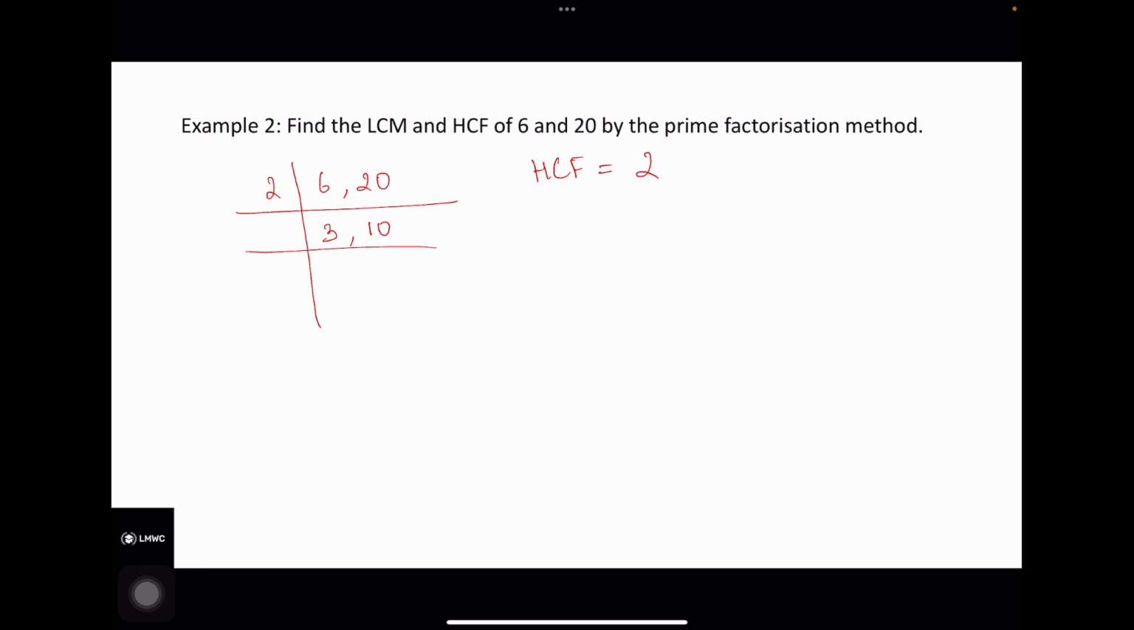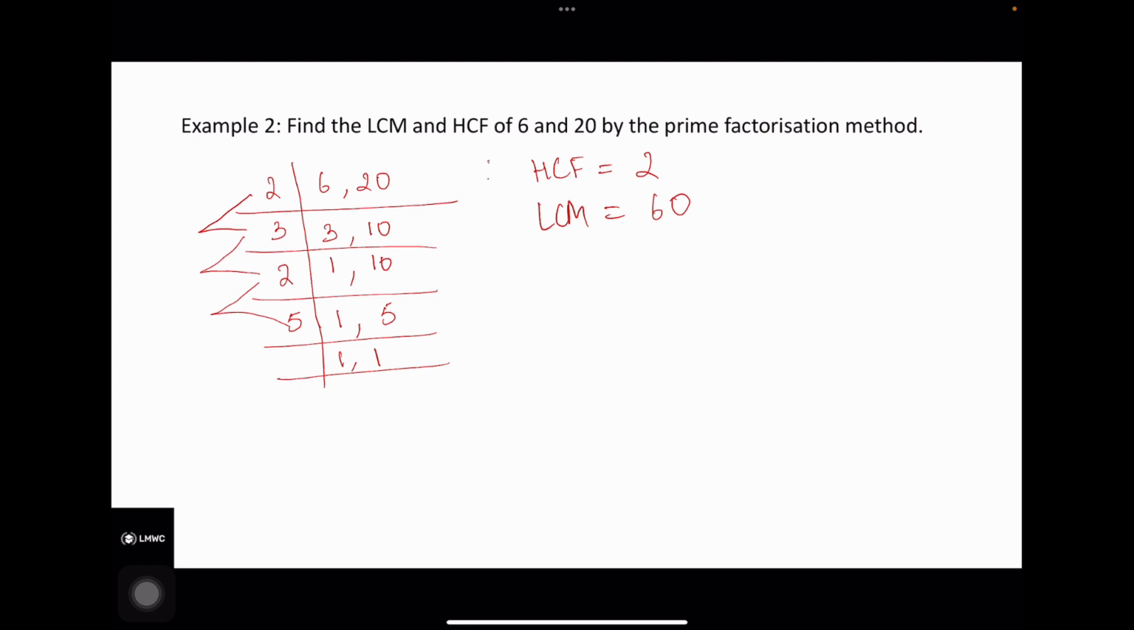For the LCM, I have to proceed further from here. I will concentrate on the first number, 3. So 3 times 1 is 3. For 10, I just need to copy it down. And next, I will think of the digit 2. So 1, I'll just copy it down. 2 times 5 is 10, so then it has to be 5. So 1, and 5 ones are 5. Now the LCM of 6 and 20 is 2 times 3 is 6, 6 times 2 is 12, 12 times 5 is 60. So these are the HCF and the LCM.